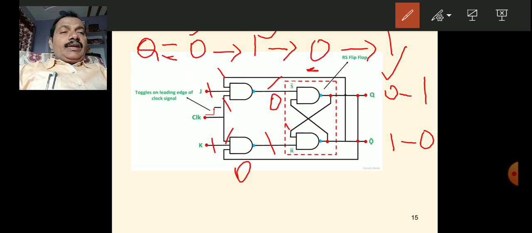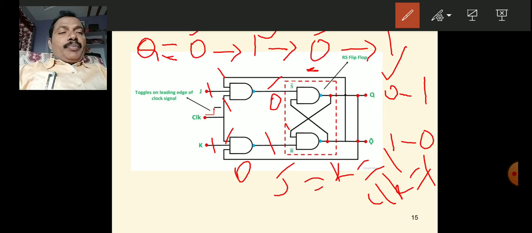Now this 1 changed to 0, and the 0 changed to 1. Whenever you apply J is 1, K is 1 and clock is 1, this is the important input combination which makes the output of the JK flip-flop toggle. That means it complements its previous value. This is the important observation you have to remember.